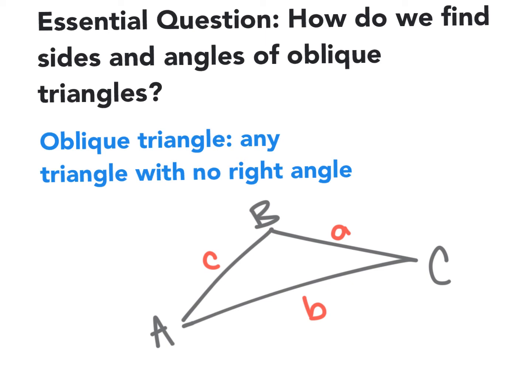Hello, in this video we're going to answer the question of how do we find sides and angles of oblique triangles. An oblique triangle is any triangle with no right angle. Just a reminder for triangles, if we have three angles A, B, and C, their sides are opposite their angles.